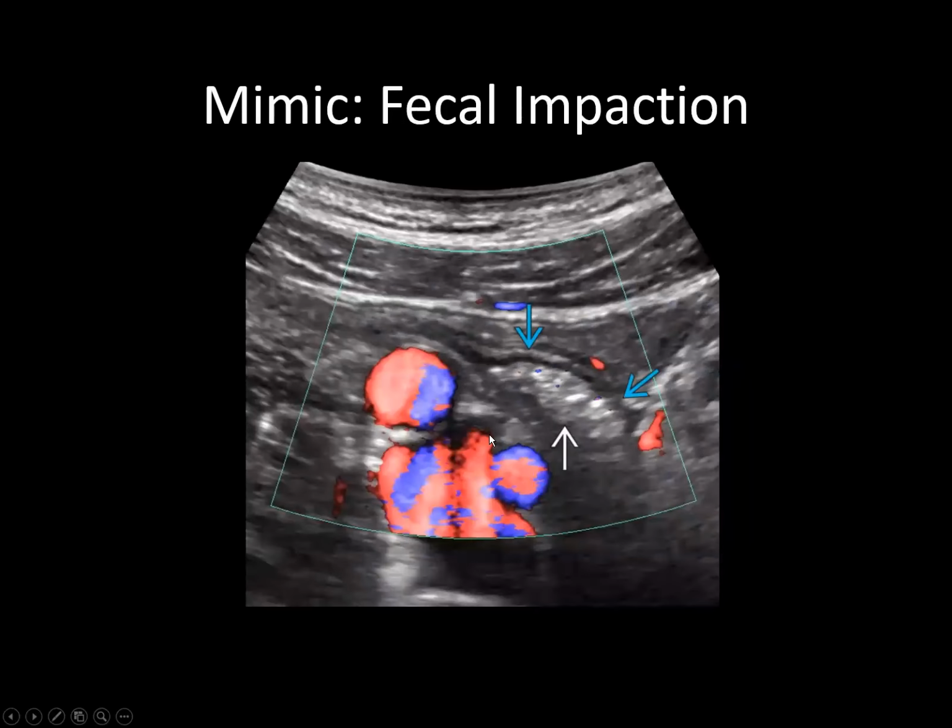Just a quick note on a mimic here. This is hyperechoic feces that's impacted within the appendix. So it will be distended by default because of the content within it. But as you notice, the surrounding fat is actually not hyperechoic. There are no fluid collections.